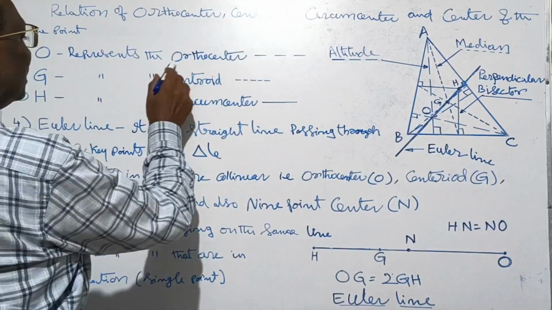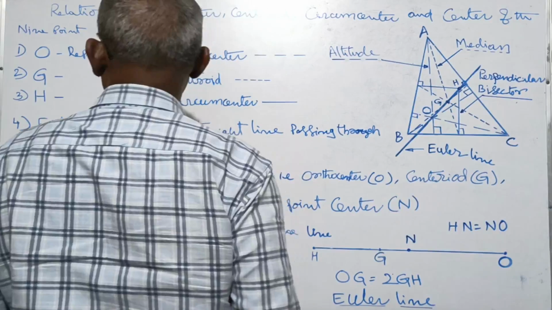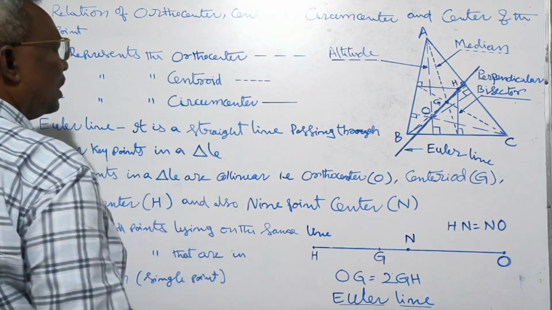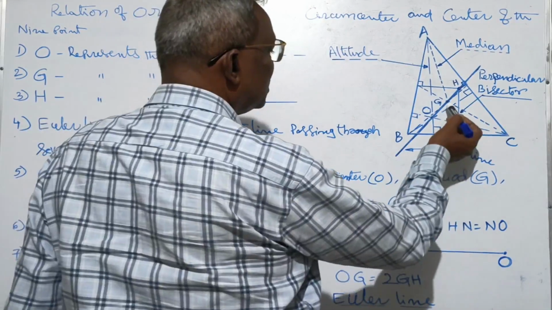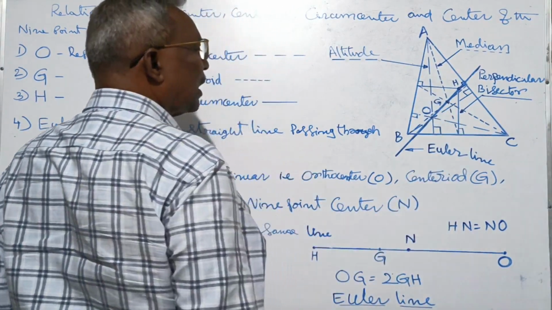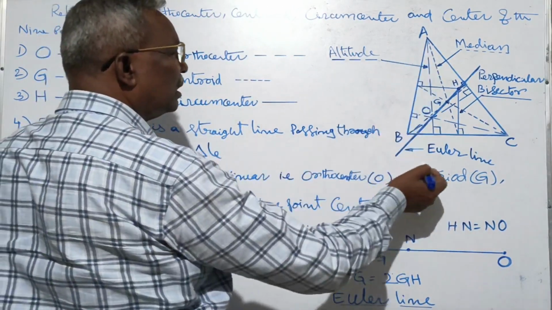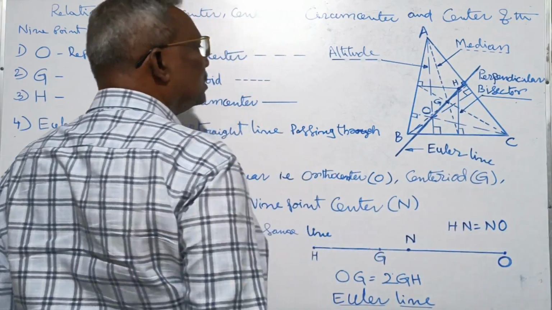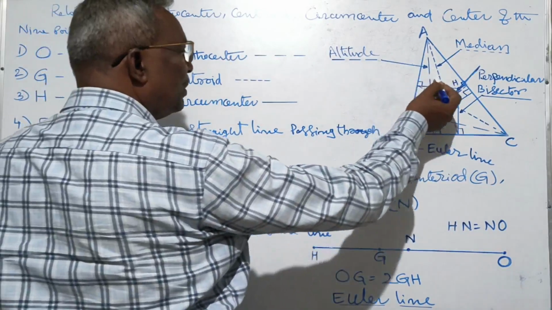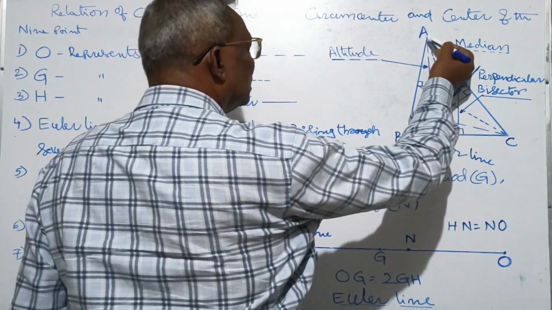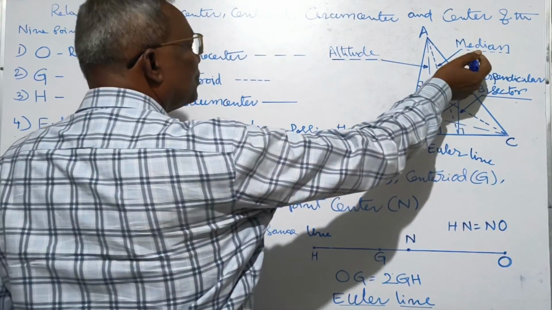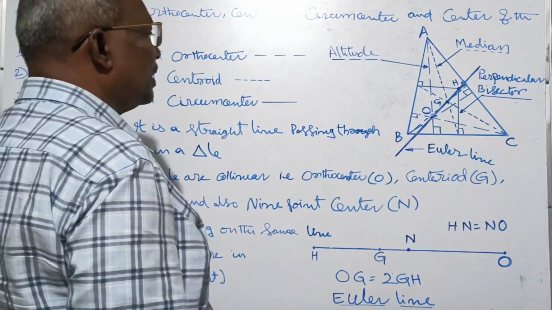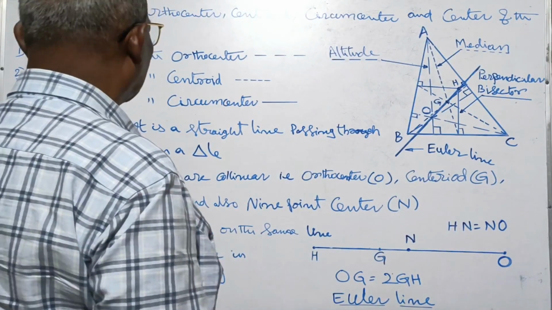O represents the orthocenter. Next, G represents the centroid of the triangle. In a triangle, medians are concurrent. That concurrent point of the medians is called the centroid.